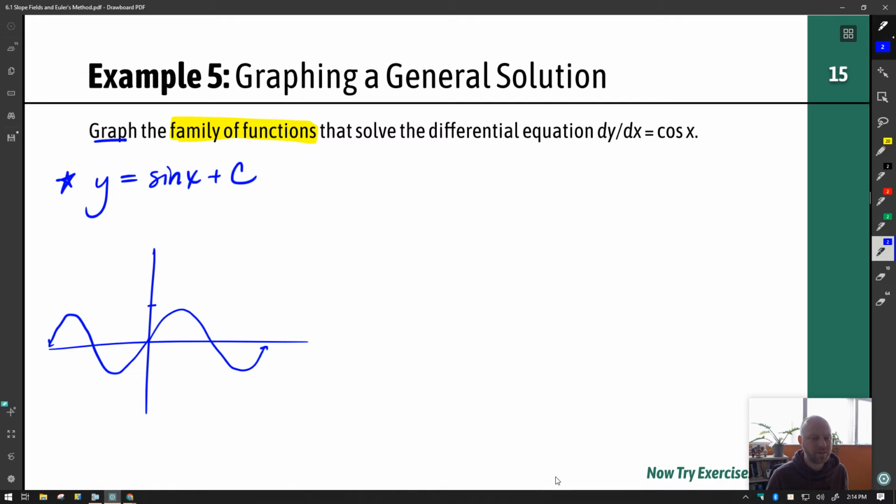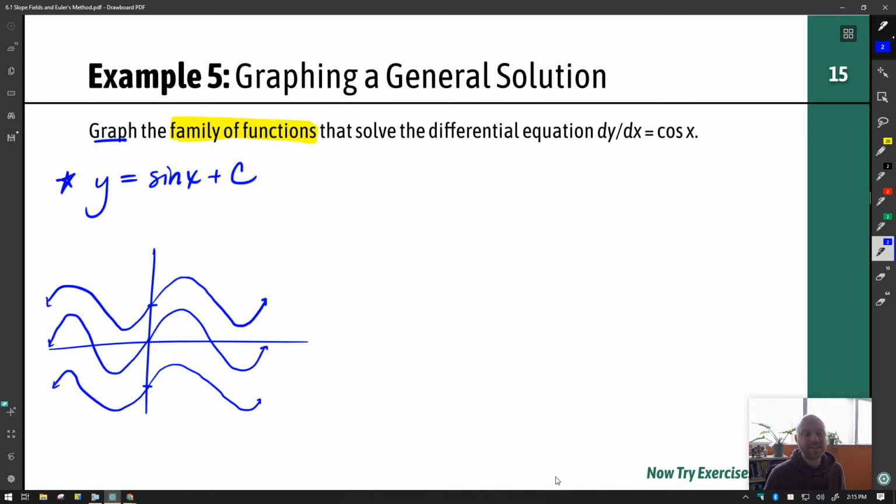It would shift up one space to here, and so that would look like that, and maybe we'd come over here, and so there we go. What if c is -1? So we'd shift it down a space. So we would start to look like this, and you can begin to see now what was meant by a family of functions.